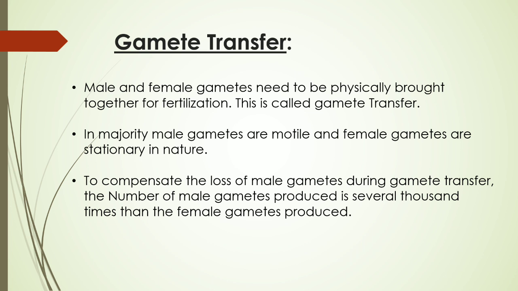A large number of male gametes fail to reach the female gametes. To compensate for the loss of male gametes during gamete transfer, the number of male gametes produced is several thousand times more than the female gametes. Now, what is pollination?